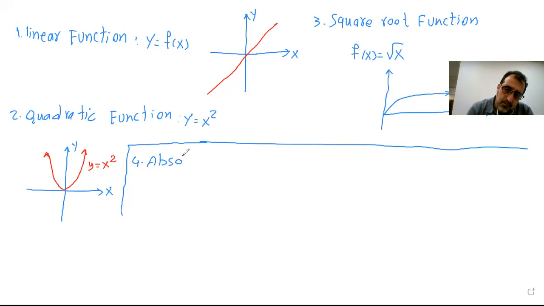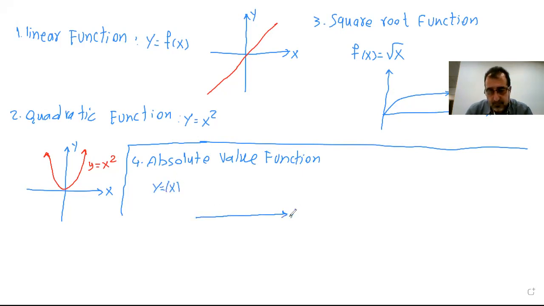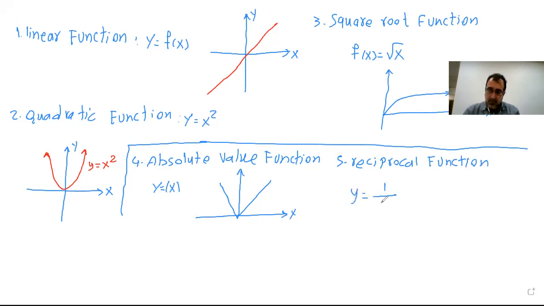Fourth, the absolute value function. Y is the absolute value of x. It looks like this. And fifth, the reciprocal function. Y is 1 over x, where x can't be 0.